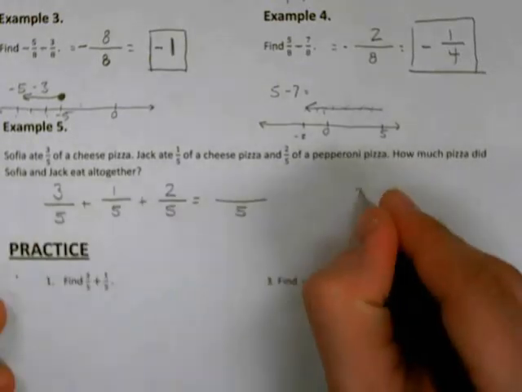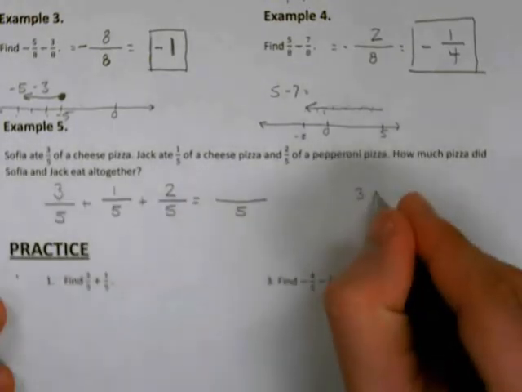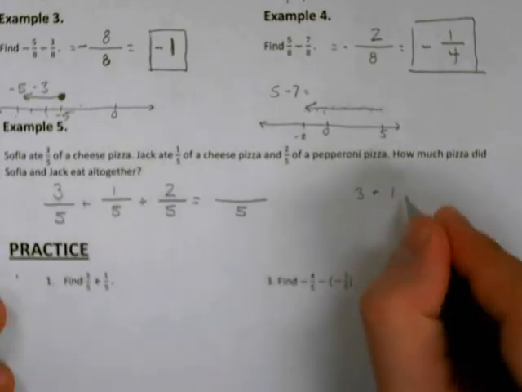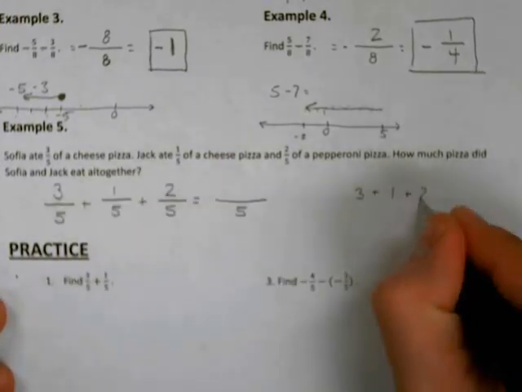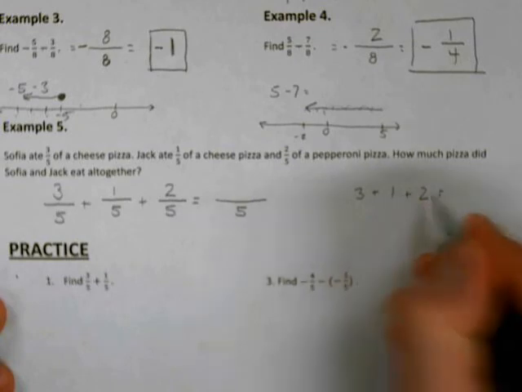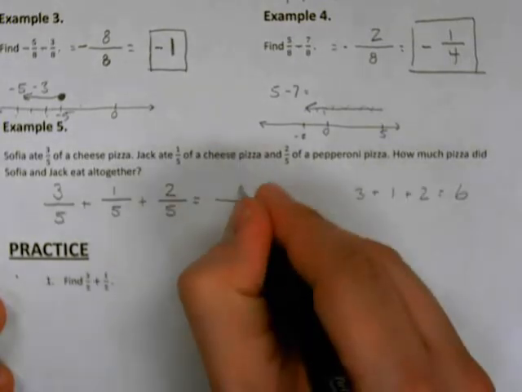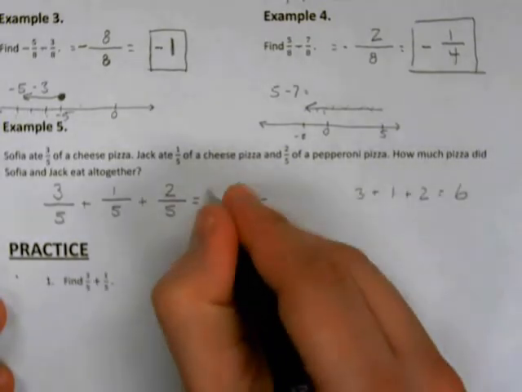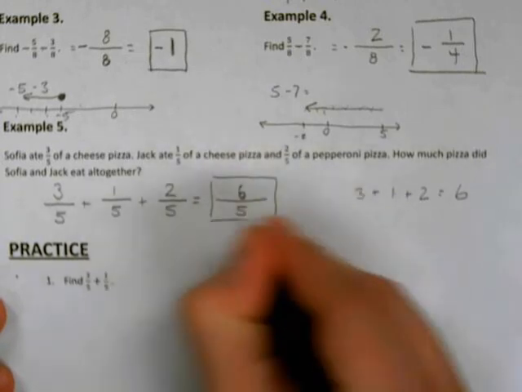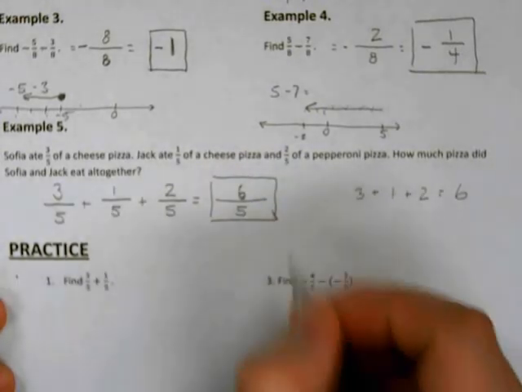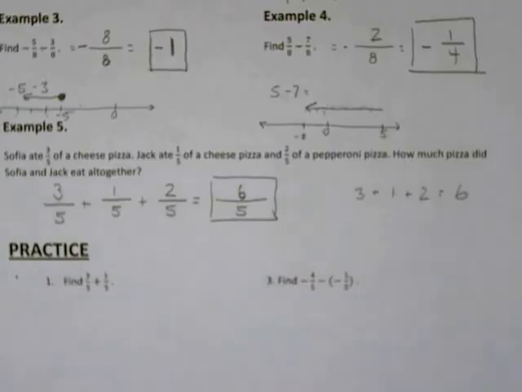I'm going to rewrite these here. We've got positive 3, positive 1, plus positive 2. Oh, that's easy. 3 plus 1 is 4, plus 2 is 6. So we get 6/5 of a pizza. My mouth is watering. So they ate a total of 6/5 pizzas, so one whole one and then 1/5 of another one.